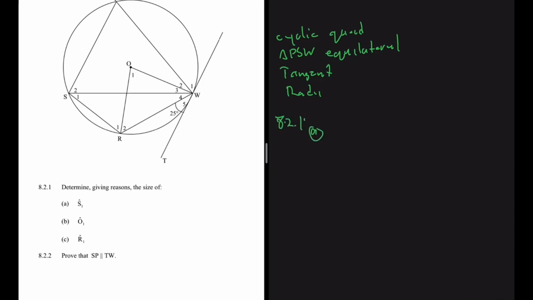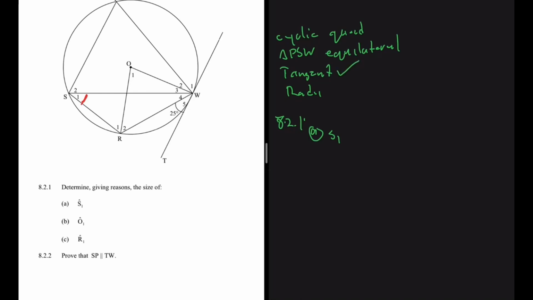8.2.1 A says determine, giving reasons, the size of S1. So we are interested in S1. Yes, S1 here. So how can we use cyclic quad to determine S1? S1 is not a complete angle, right? So I don't see how we can immediately jump to S1. The next keyword talks about triangle PSW being equilateral. S1 is not in that triangle, so I don't see how we can use that. And then the third point talks about the tangent. We have tangent TW, right?